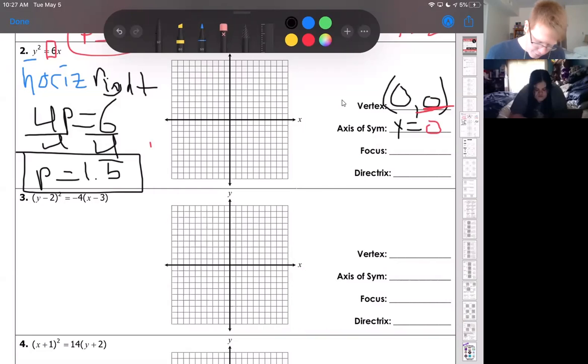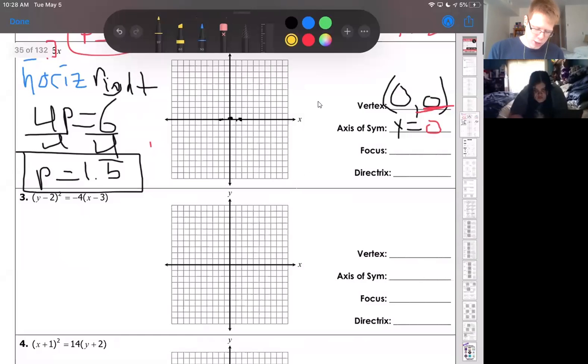Okay, so now we're ready to graph this. So plot your vertex, so 0, 0. Sorry, this is hard on my iPad because my stylus is big. And then you're going to use your p-value. Since it's horizontal, you're going to go left and right. We're going to go to the right 1.5. It's going to be hard for me to be exact, but pretend this point I'm drawing is at 1.5, and then you're going to go left 1.5. And since our parabola opens to the right, we go from the center, and it would look something like this.